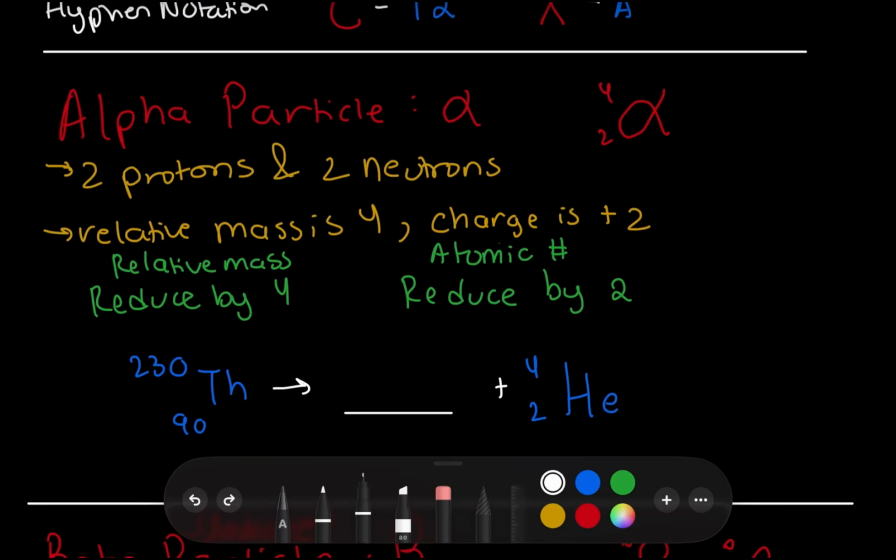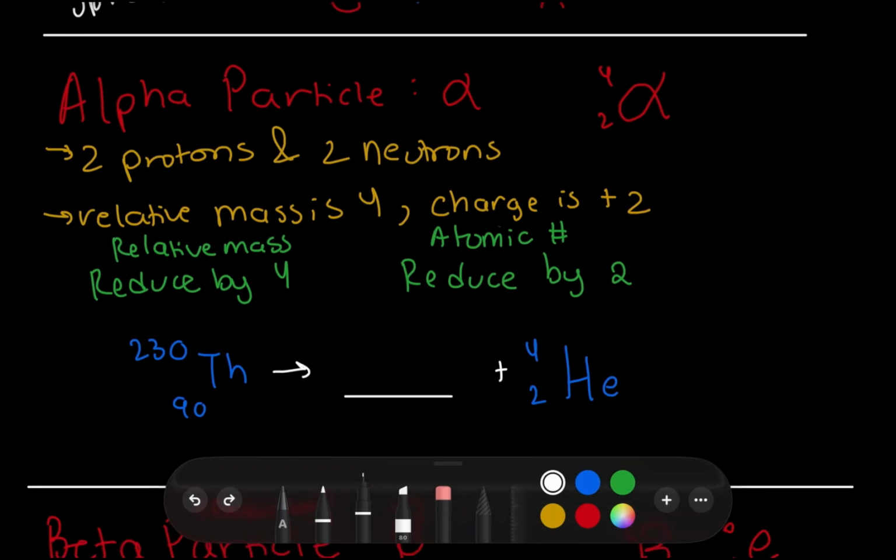And the charge is plus 2. Whenever you're trying to solve nuclear equations or balance nuclear equations, you have to take the reactant side and reduce the relative mass by 4 and reduce the atomic number by 2.